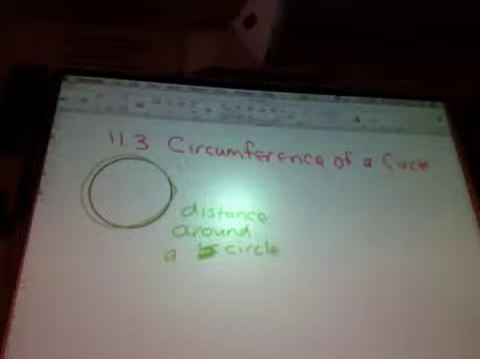Does anybody remember? There's two formulas. Anybody remember? It's okay if you don't. Casey? 2 pi r squared. Close. It's not going to have a square though because it's not area.